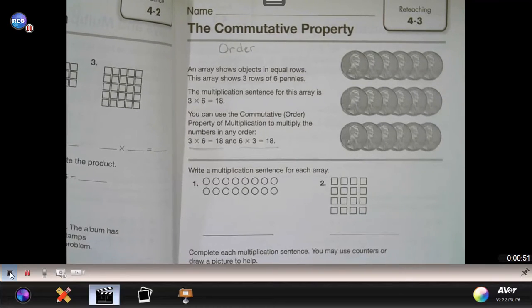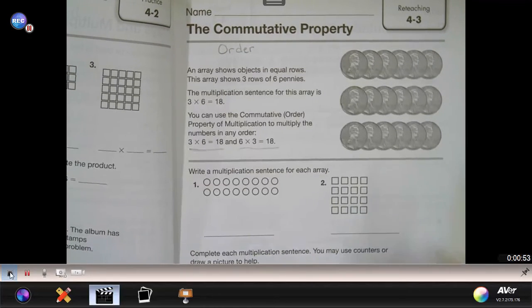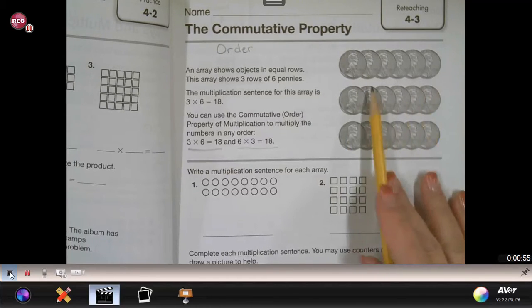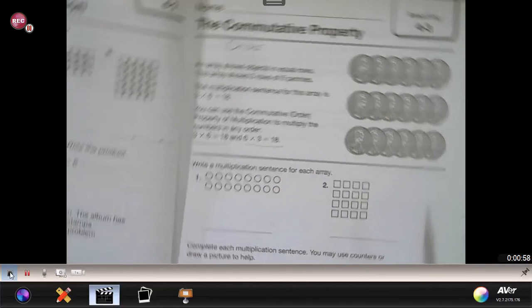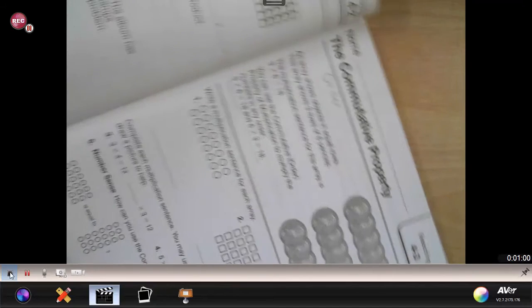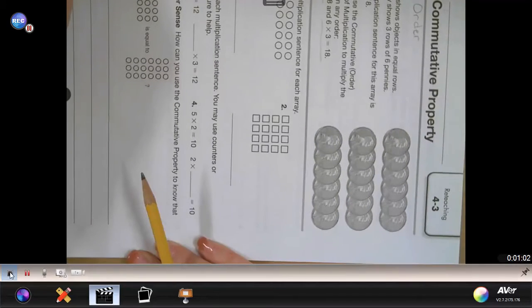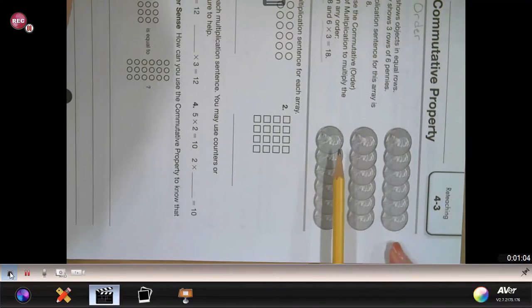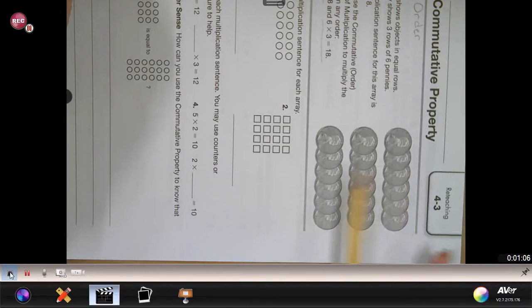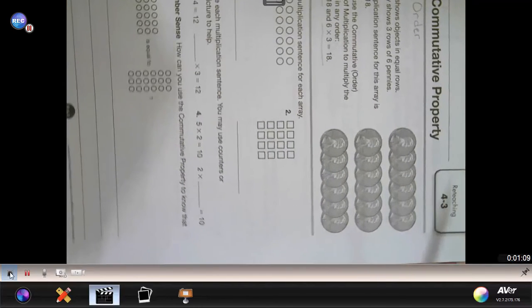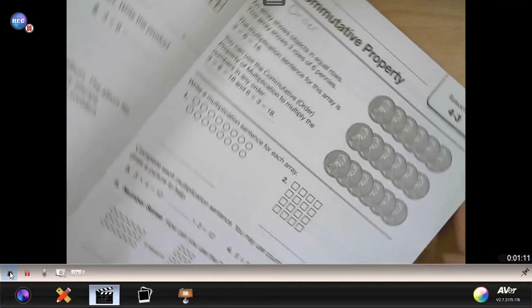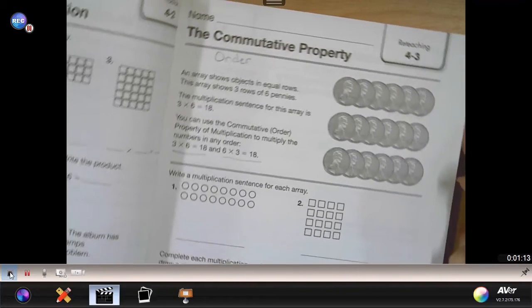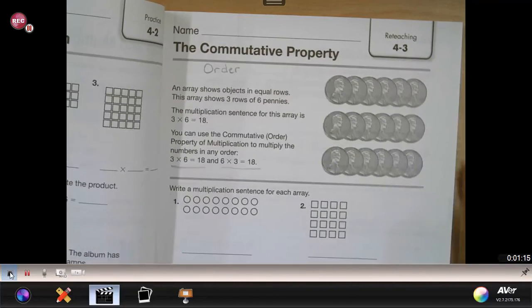So we would rotate that array. If we were going to rotate this, instead of 3 rows of 6, now we rotate it and it's 6 rows of 3. So the commutative property is basically a property we remember so that we don't feel like we have to memorize more than one fact, because really truly these are one fact in the same.